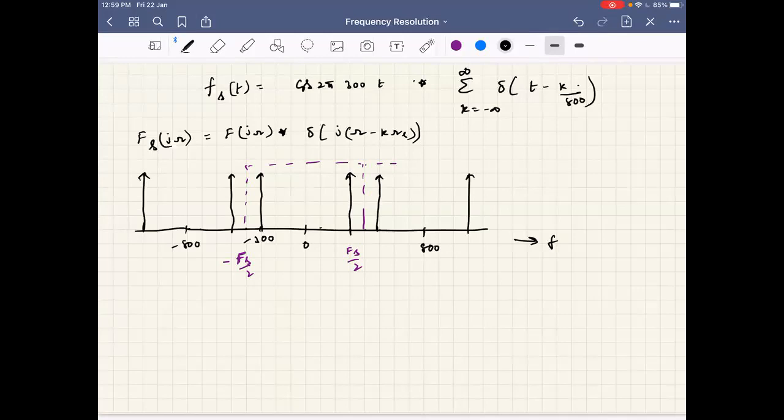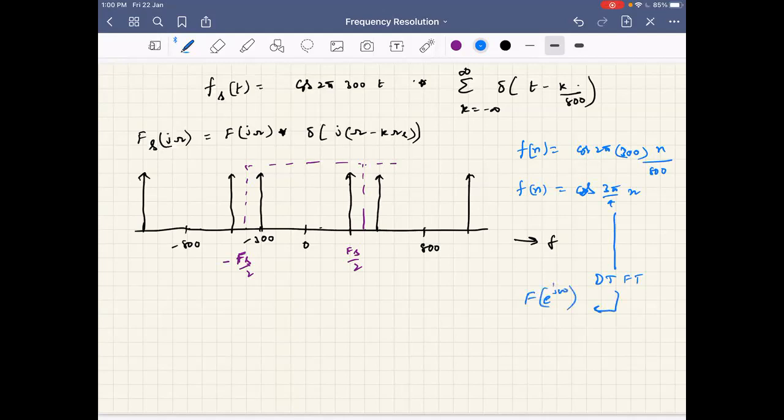Now when we switch over to the discrete domain, what we have is f of n equal to cos 2 pi into 300 into n by 800. So that we have got cos 3 pi by 4 into n. And we would like to take the discrete time Fourier transform here and get the spectrum, that is f of e power j omega, because this is a discrete time Fourier transform.